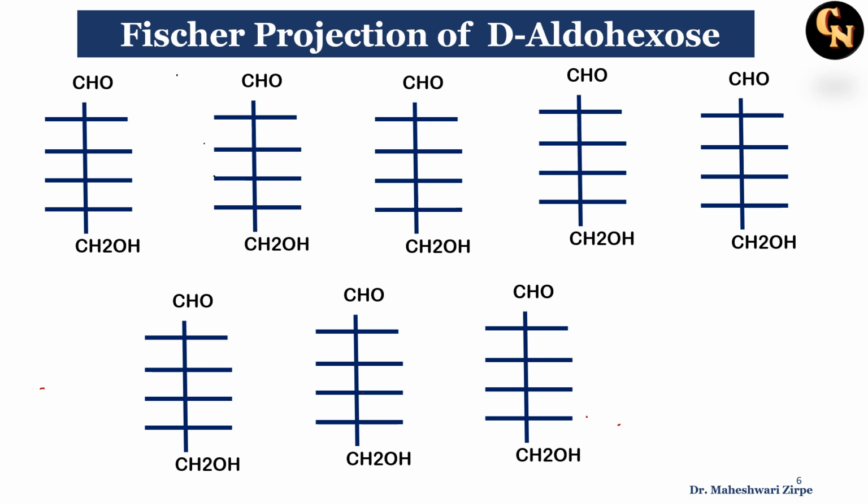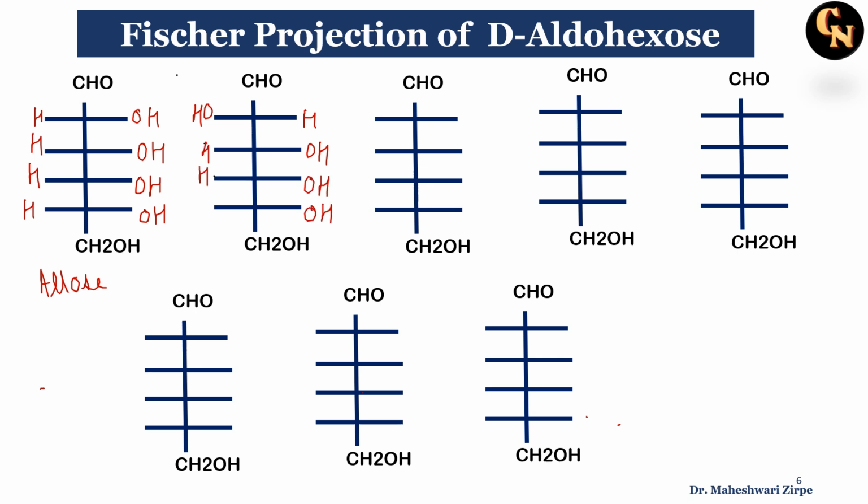Now let me do it in the fast way. OH on the second carbon, third carbon, and so on. If all OH are on the one same side, then it is called allose. The same way, if I only change the second carbon OH group, whereas all others are on the same side, then it is called D-altrose.